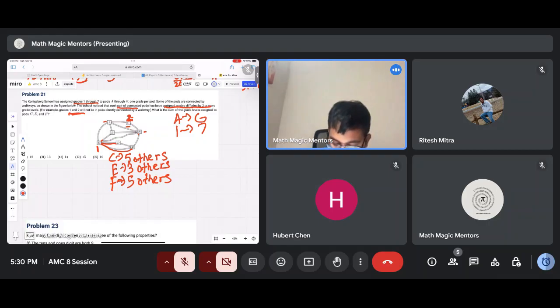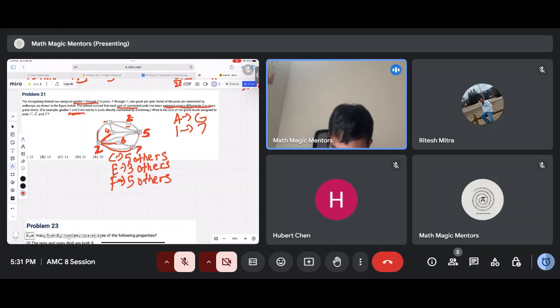Then, let's say C is 2. Then from 2, he could have connections here. So let's say this is 4, because you can't have anything with a 1 difference. So let's say this is 4. Let's say this is 5. Let's say this is 6, and then let's say this is 7.